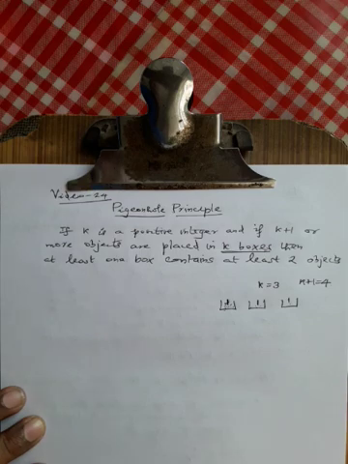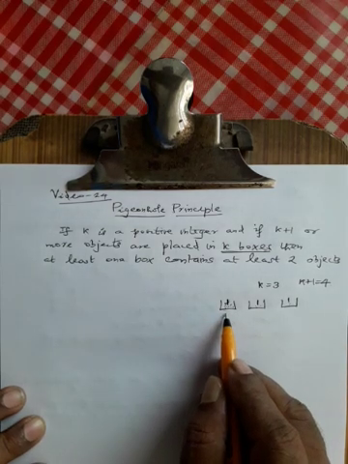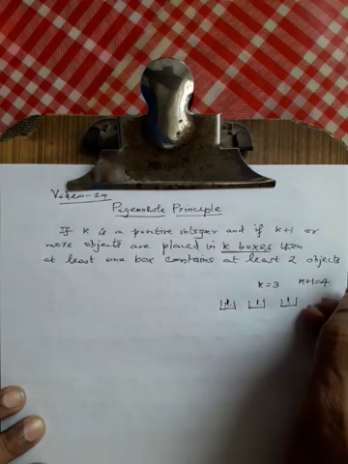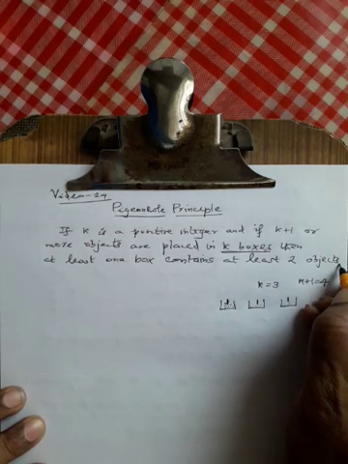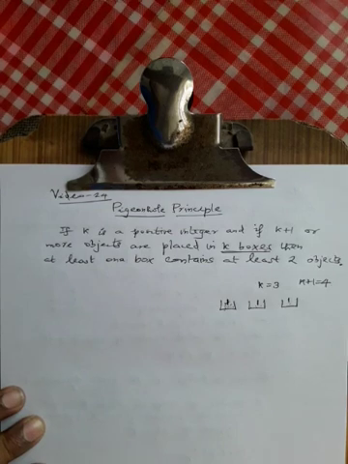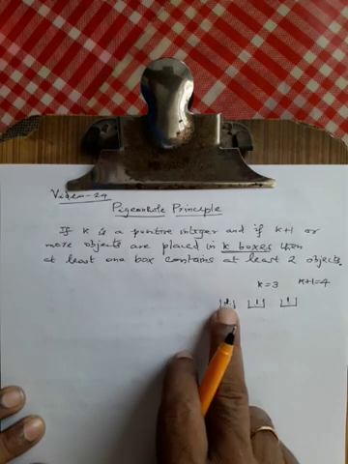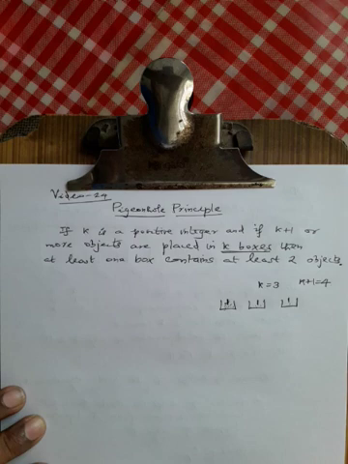But the condition is that at least one of the 3 boxes contains at least 2 objects. You cannot accommodate one object in each box and exhaust them. If you keep one object in each box, you are left with one more object. When you place it, that box has 2 objects. So this is the pigeonhole principle.